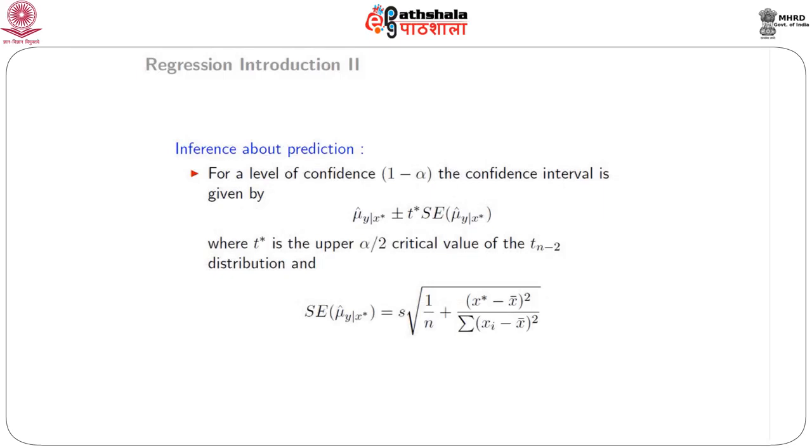So, for a level of confidence 1 minus alpha, we can again find the confidence interval for the prediction, which will be given by mu hat subscript y given x star plus minus t star times standard error of mu hat subscript y given x star, where t star as before is the upper alpha divided by 2 critical value of the t n minus 2 distribution, and standard error of mu hat subscript y given x star is given by s times square root of 1 divided by n plus (x star minus x bar) whole square divided by sum of (xi minus x bar) whole square.